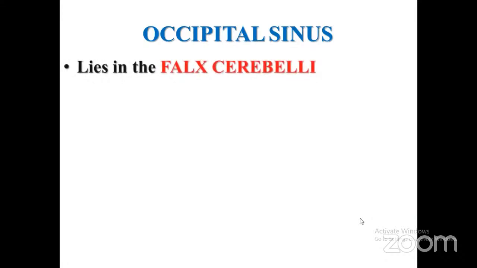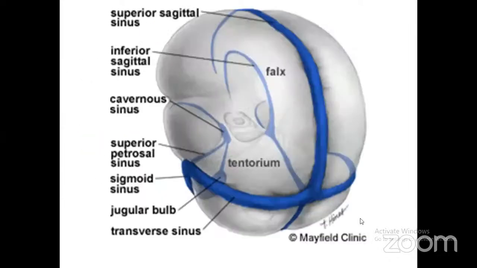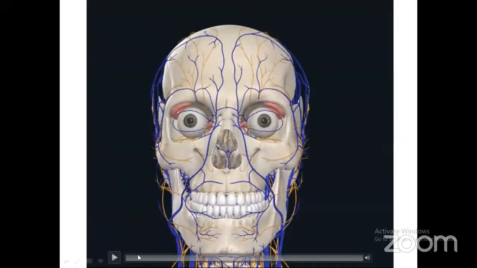Occipital sinus, as the name itself suggests, is running along the internal occipital crest, lies in the posterior margin of the falx cerebelli, and it also terminates at the confluence of sinuses. It is the smallest sinus. You can notice there, this is the occipital sinus present in the posterior margin of the falx cerebelli. Let us see that in the animation.